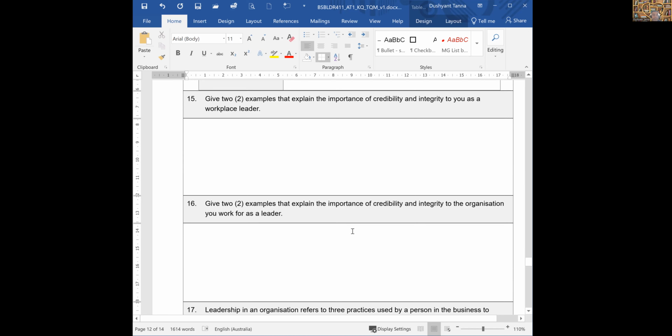Okay, if you look at questions 15 and 16, they're kind of the same. Give 2 examples that explain the importance of credibility and integrity to you as a leader, and to the organization you work for as a leader. So why should an organization care about integrity? Okay, so it creates a reputation that once you go to this place, everything is fair, right?